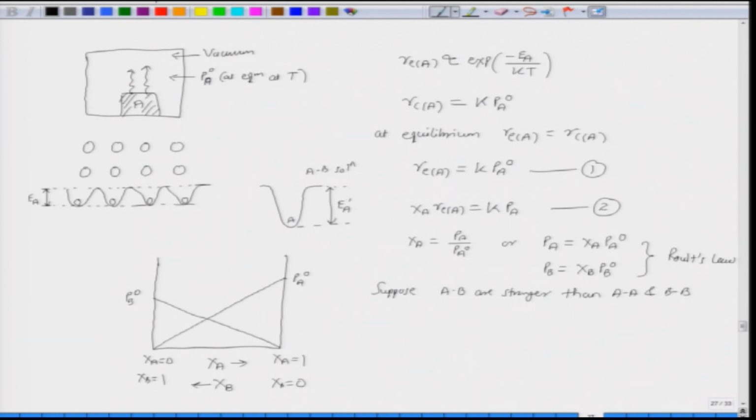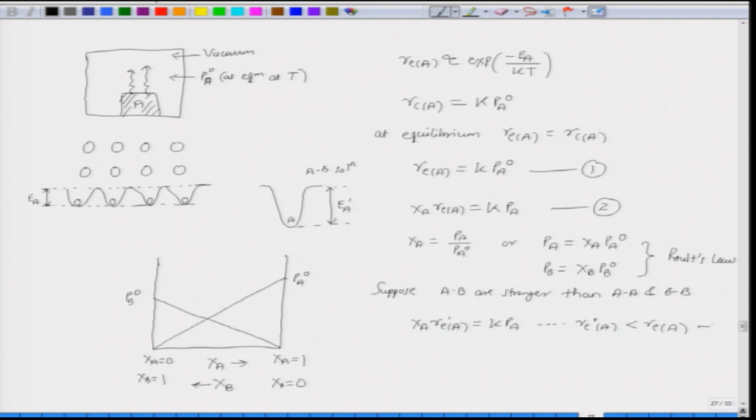which means that to pluck one atom of A out of the solution, more work will be required to be done as against pure A. So, obviously the intrinsic rate of evaporation will change. So, we can write this equation 2 for the solution case as XA times RE prime A is equal to K times PA, and we know that for this case when AB interactions are stronger than AA and BB, RE prime A will be less than RE of A.